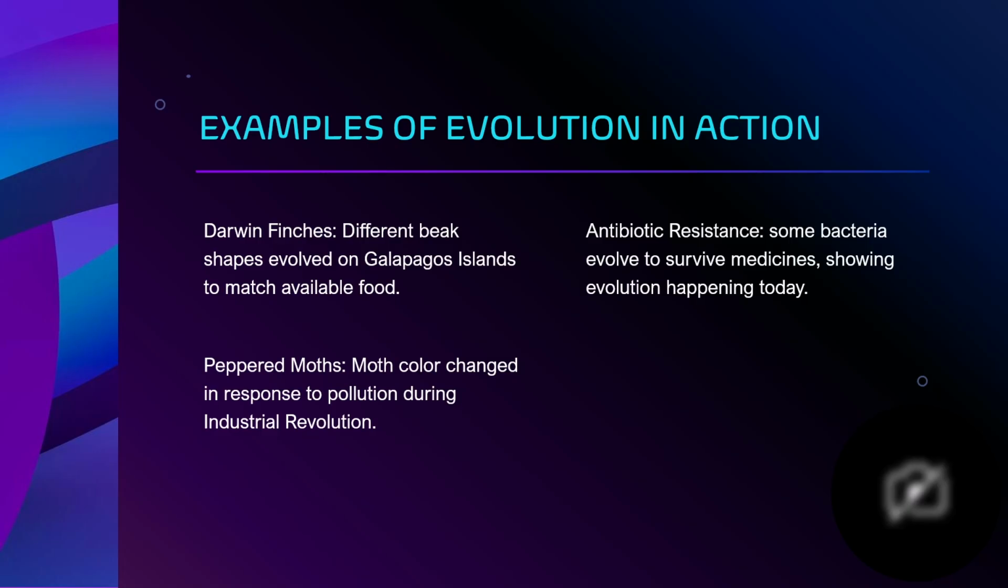Another example of this is the peppered moth. The color changes according to pollution. So there was the industrial revolution, and the pollution changed the color of the moth. Now it's a different color. It's the peppered moth now. Also, antibiotic resistance: bacteria mutate in order to survive antibiotics.